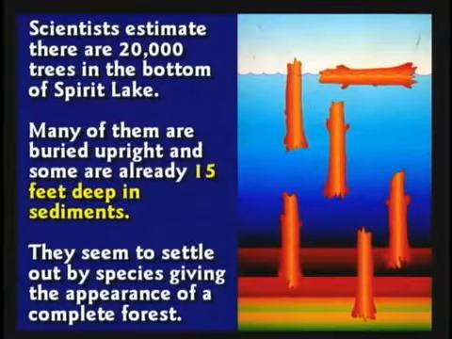Okay, these trees are floating to the bottom of Spirit Lake. They settled out by species, which was very interesting. The Douglas fir trees would settle out at the same time. Later, the pine trees would settle out. Very interesting the way they settled, because the wood density would be similar for these different species of trees, so they would absorb water at roughly the same speed, and so they would settle out in layers.